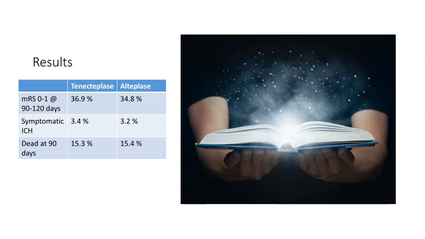1,577 patients were included in the intention to treat population. 296 of 802 patients in the tenecteplase group and 266 of 765 patients in the alteplase group had a modified Rankin scale score of 0-1 at 90 to 120 days. In the safety analysis, 3.4% of 800 patients in the tenecteplase group and 3.2% of 763 patients in the alteplase group had 24-hour symptomatic intracerebral hemorrhage, and 15.3% and 15.4% respectively died within 90 days of starting treatment. Essentially, this study showed no difference between the 2 medications.